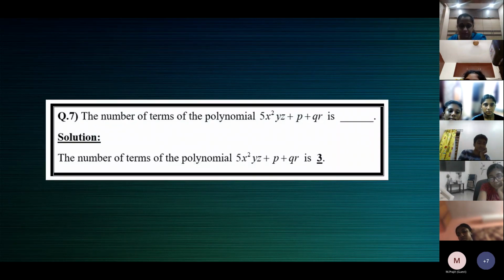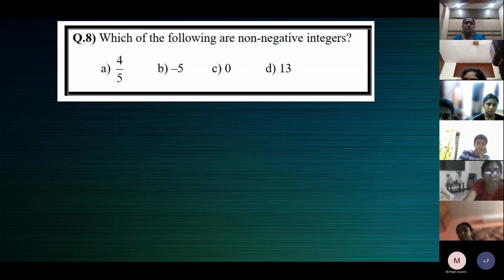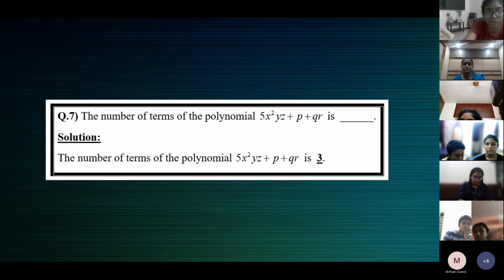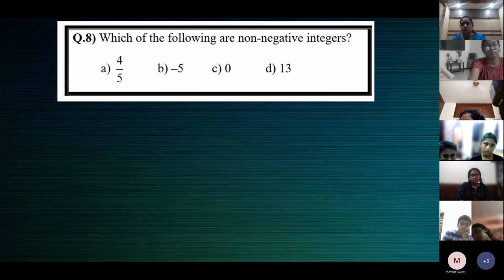Take a picture, children. Done? Yes, ma'am. Which one of the following are non-negative integers? Show that slide one second. Taken, thank you. Which one of the following are non-negative integers?